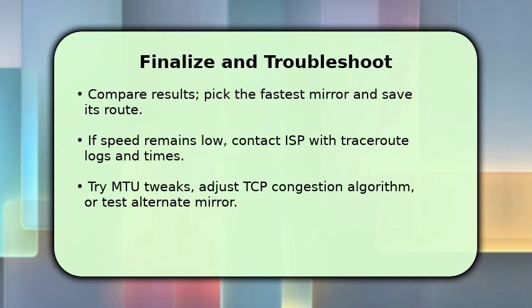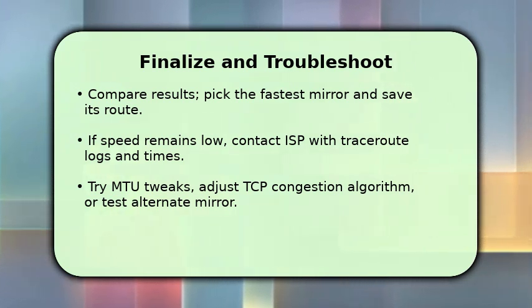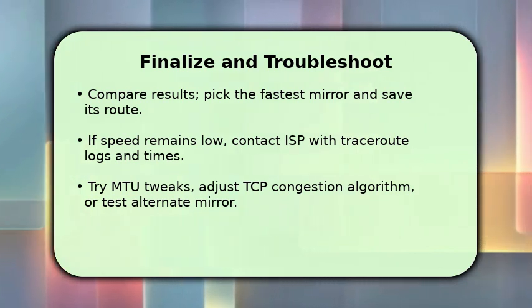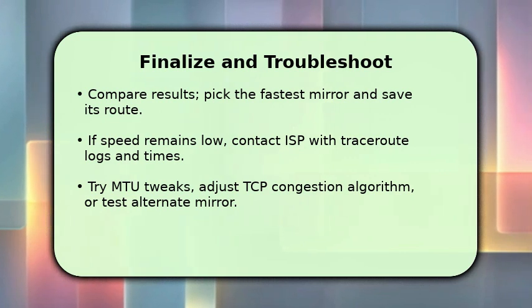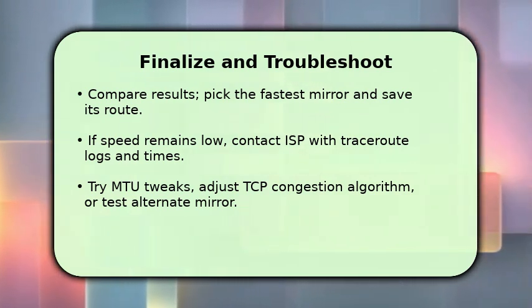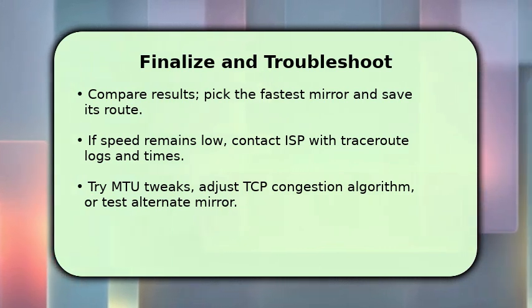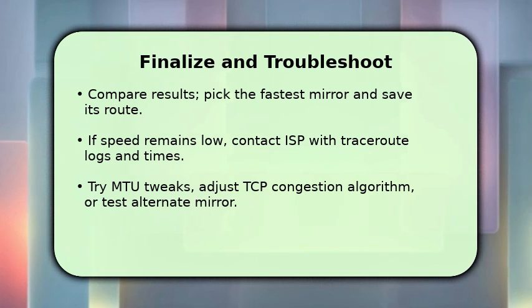If speeds stay low, collect traceroute and iperf logs and contact your ISB, ask them to confirm Bdix peering and inspect local link congestion. As a troubleshooting tip, if you see packet loss or high latency, try lowering MTU slightly and switching TCP congestion algorithms. These often reveal and mitigate path-specific issues quickly.